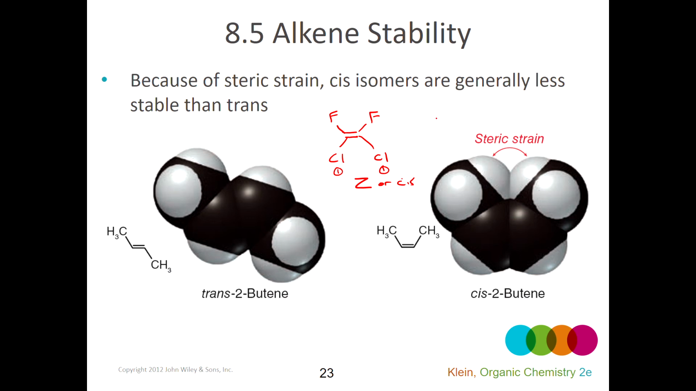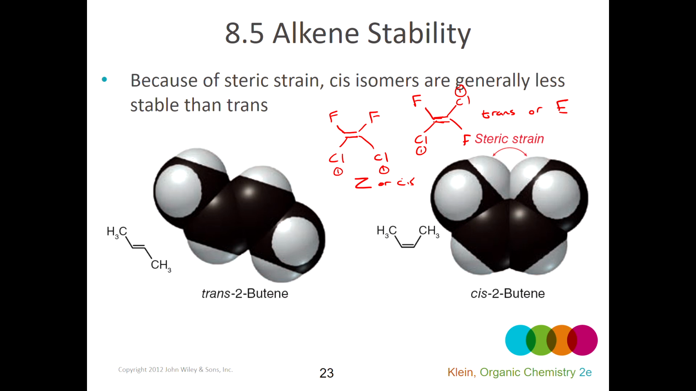If I compare that to the other stereoisomer of that, the diastereomer of that, where the fluorines are on opposite sides and chlorines on their same side, this would be trans or E, because here the top priority groups are on opposite sides. Again, these are diastereomers, but they're not identical. They have different polarities, a lot of different properties, and different stabilities.